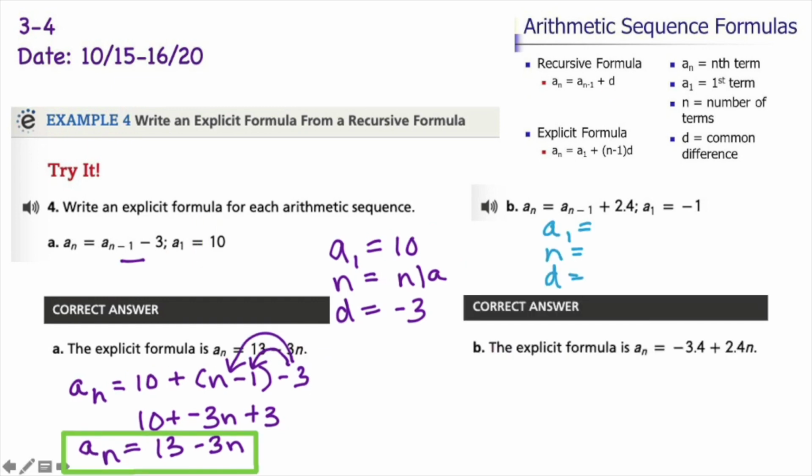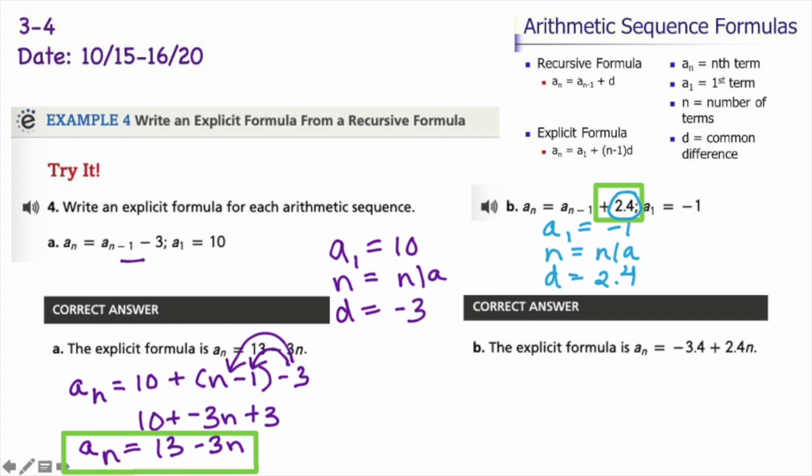All right, so anyway, we're going to find the a sub 1, the n, and the d. So a sub 1 for this problem is negative 1, because they gave it to you right here in the problem. A sub 1 is negative 1. You didn't have to go and find it. And then n, we don't know. We're leaving it in the answer. d is the common difference. So again, that's going to be the number that's at the end right here. So we have positive 2.4, so that will be 2.4.